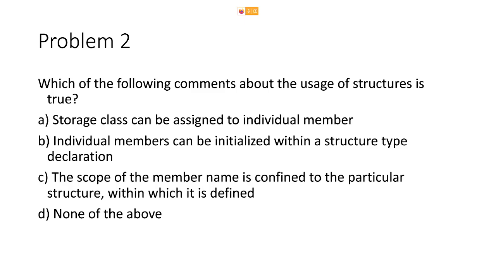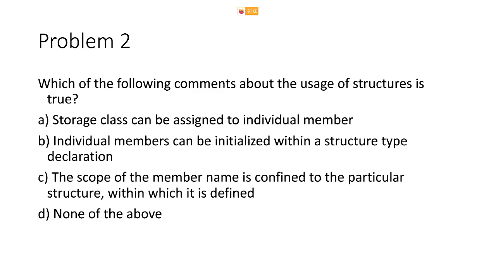So any answers? B, C, okay. Option B says that individual members can be initialized within a structure type declaration. It is not true, because when you declare a structure with, let's say, two members, int A and int B, you do not give them values inside that structure. Only when you create an object of that structure type do you assign values to it. So B is not correct.